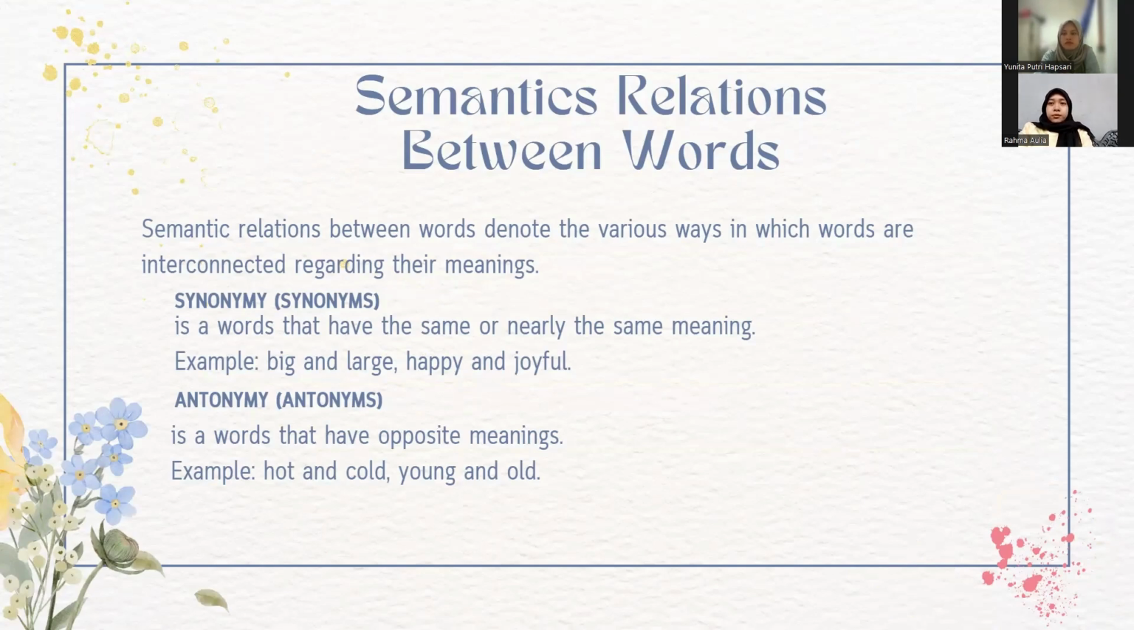Semantic relations between words denote the various ways in which words are interconnected regarding their meanings. What is synonymy or synonyms? They are words that have the same or nearly the same meaning. The example is big and large, happy and joyful.